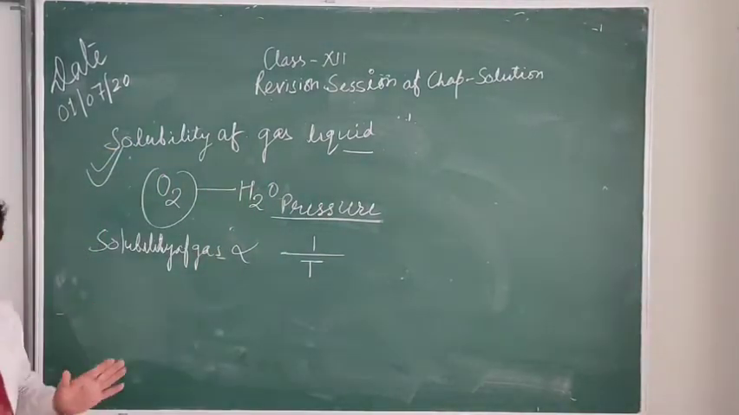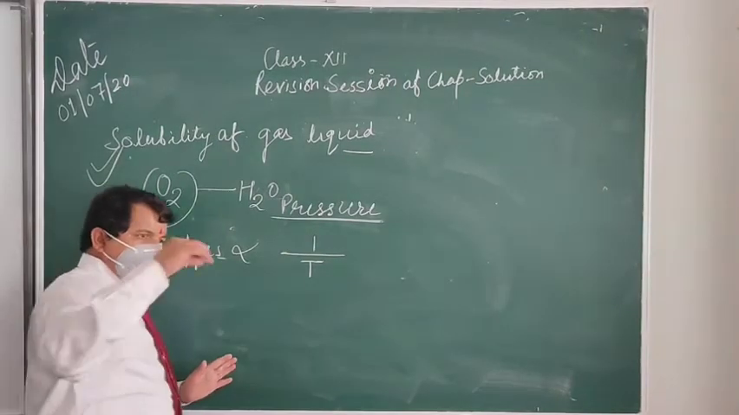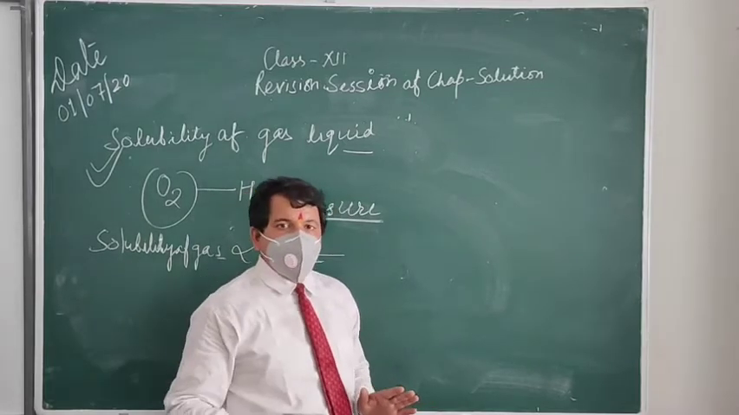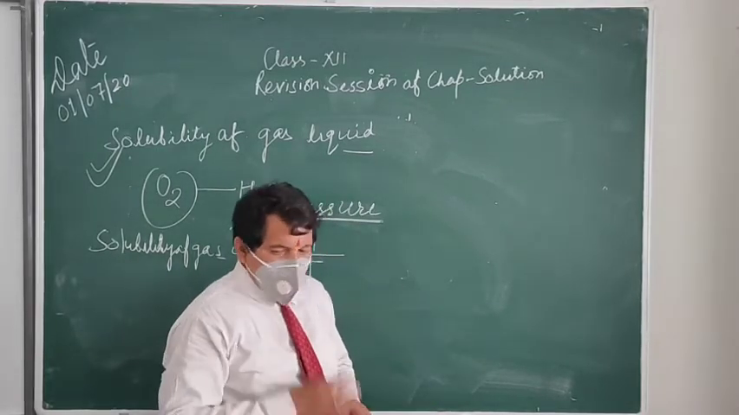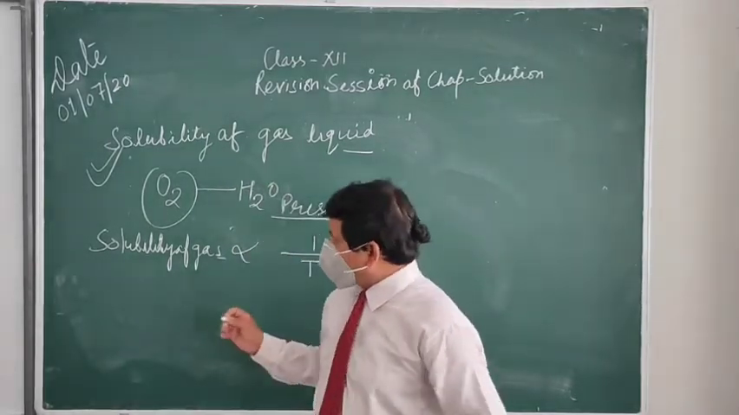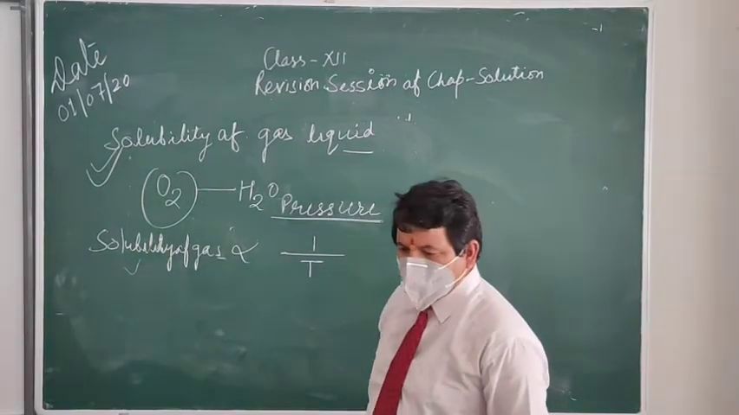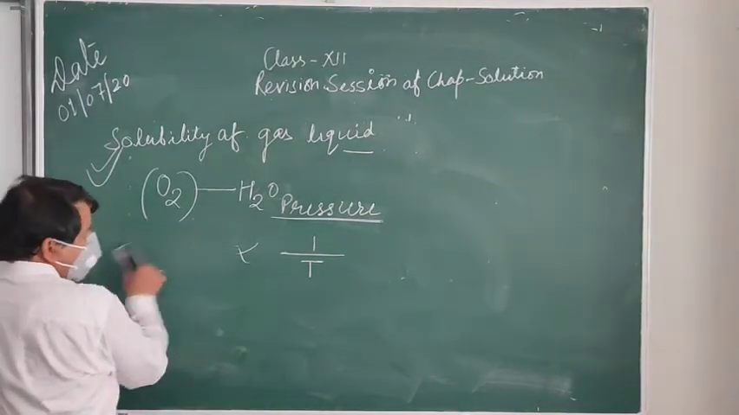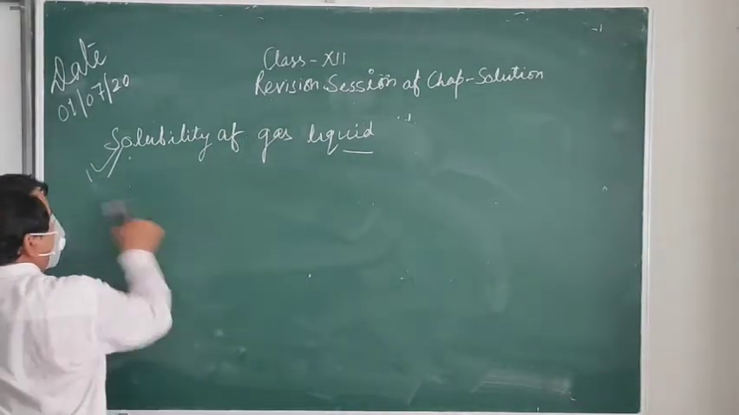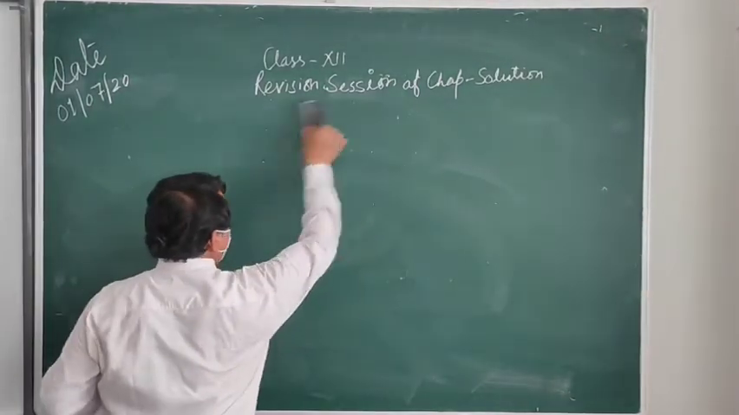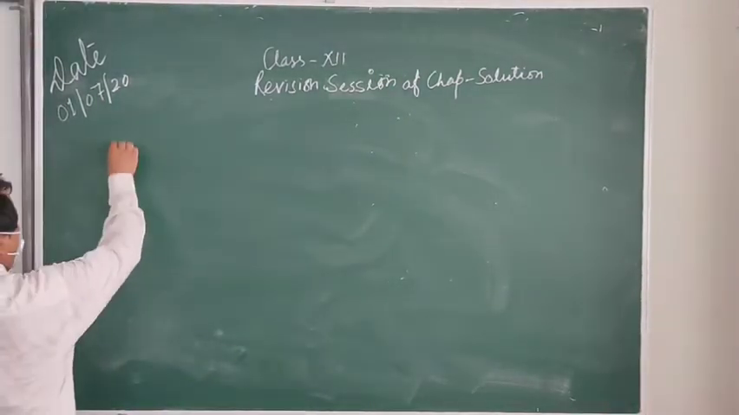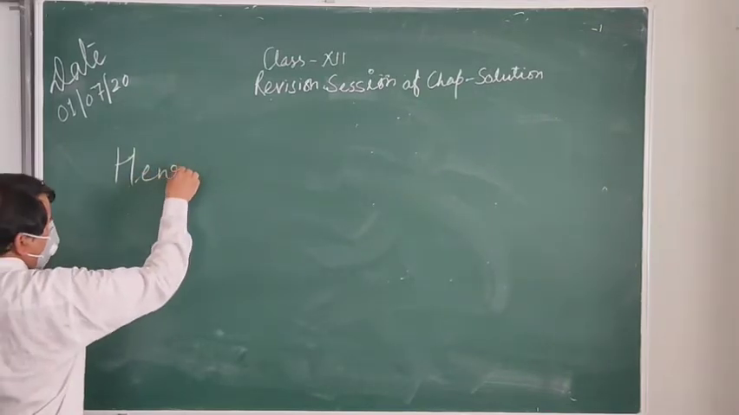What is solubility? Solubility means the maximum amount of solute which can be dissolved in a given amount of solvent. Maximum, how much we can dissolve. Another part is related to the solubility of gases in liquid. There is a great scientist who has given a law related to it, that is called Henry's law.